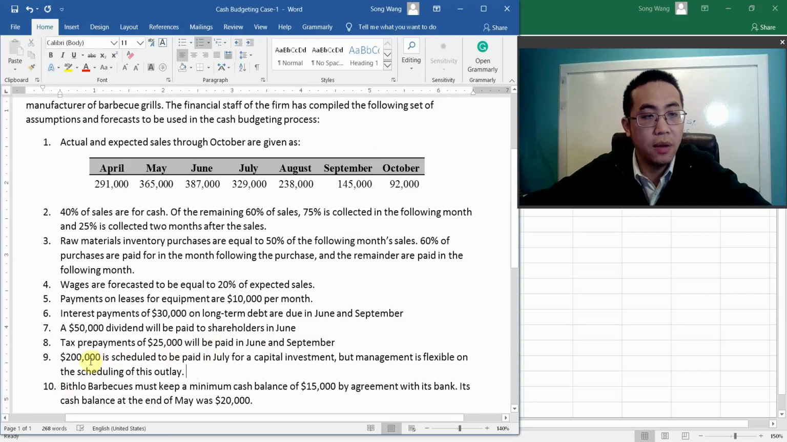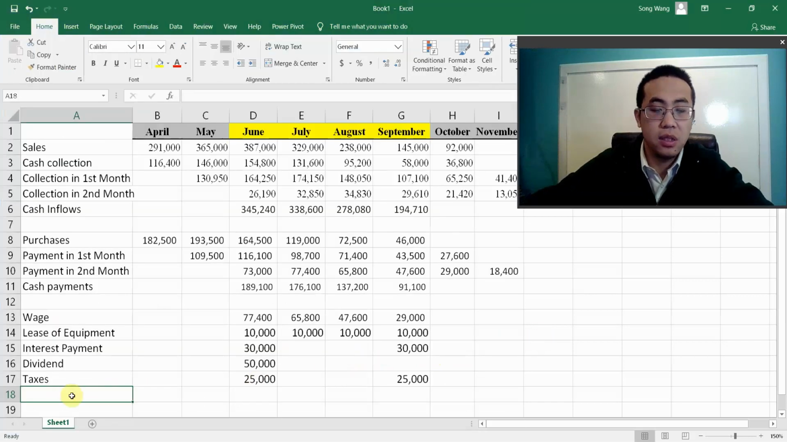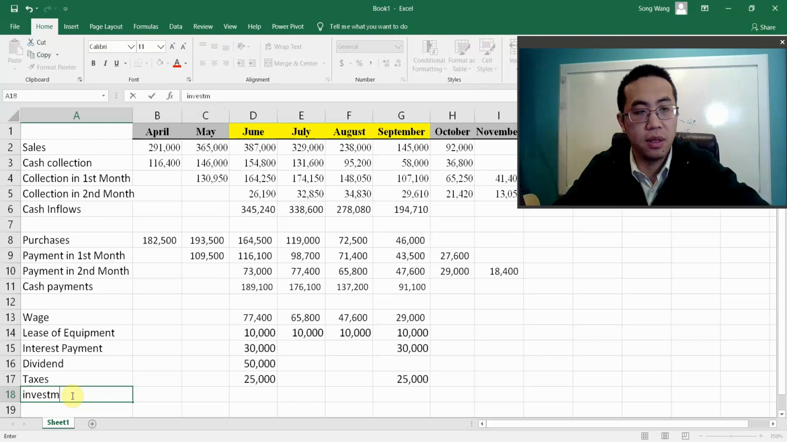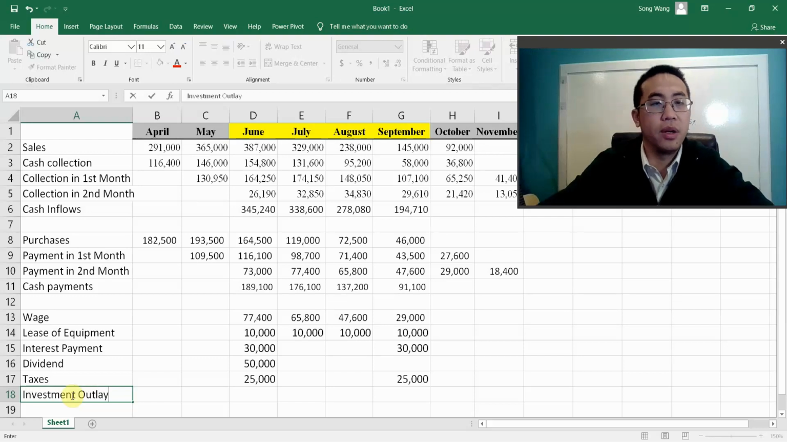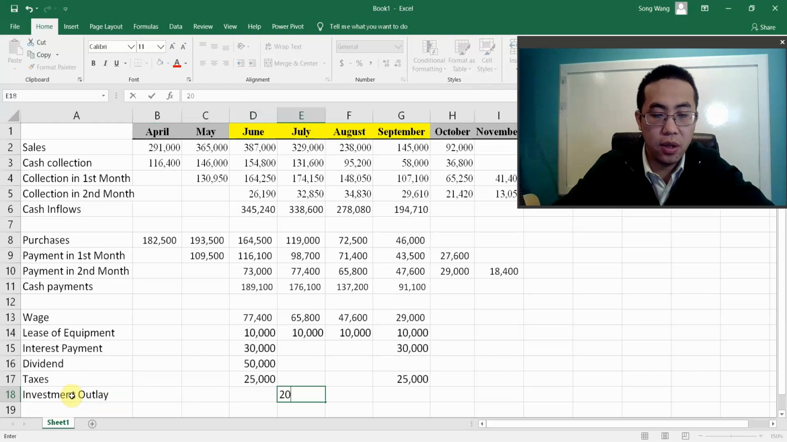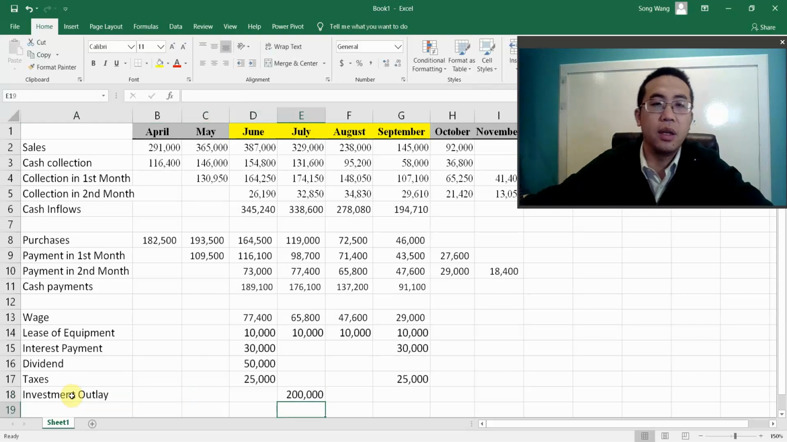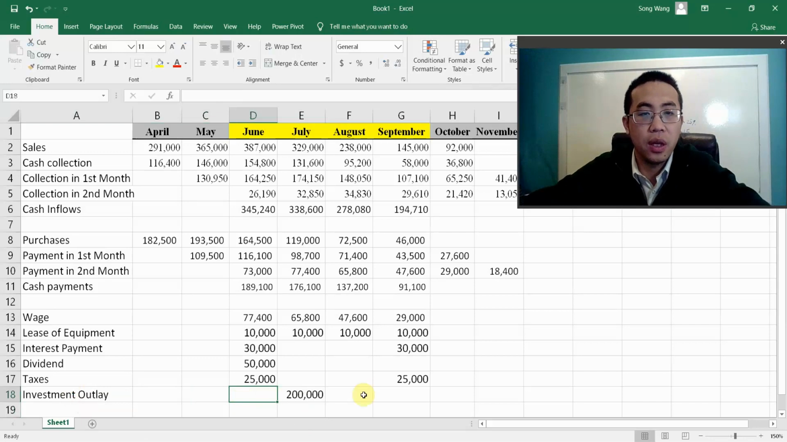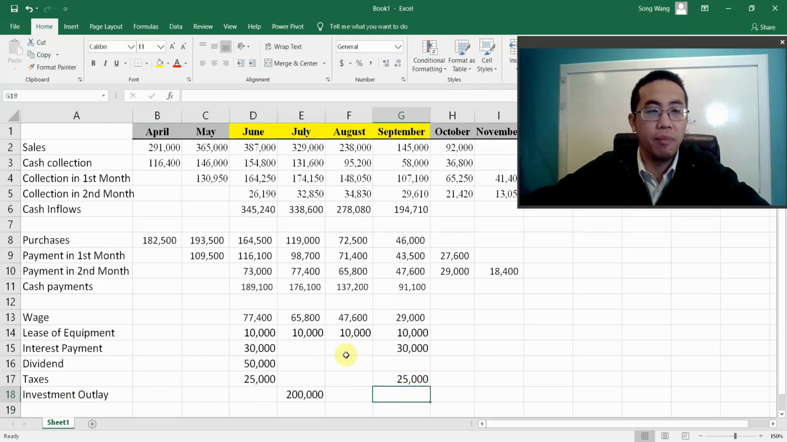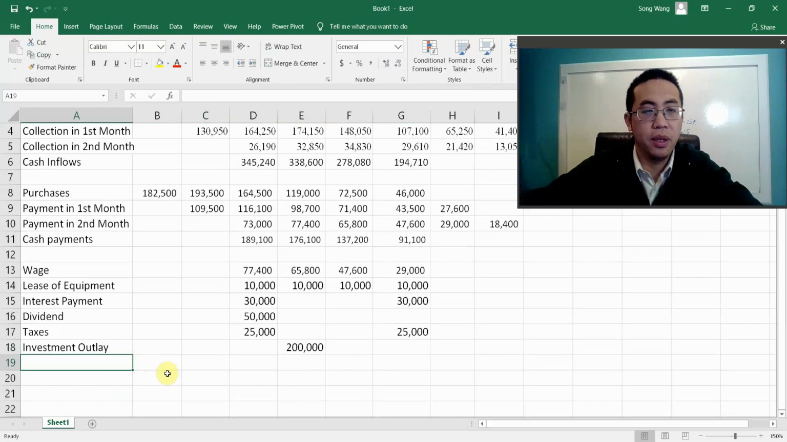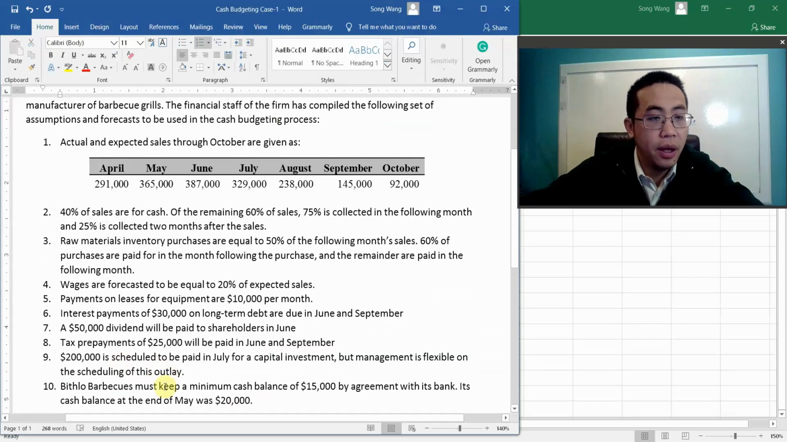And $200,000 is scheduled to be paid in July for capital investment, but management is flexible on the schedule of this outlay. Let's say the investment outlay is 200,000, happening in July, but it can be in June, August, or September. It can be anywhere depending on the financial interest of the firm.